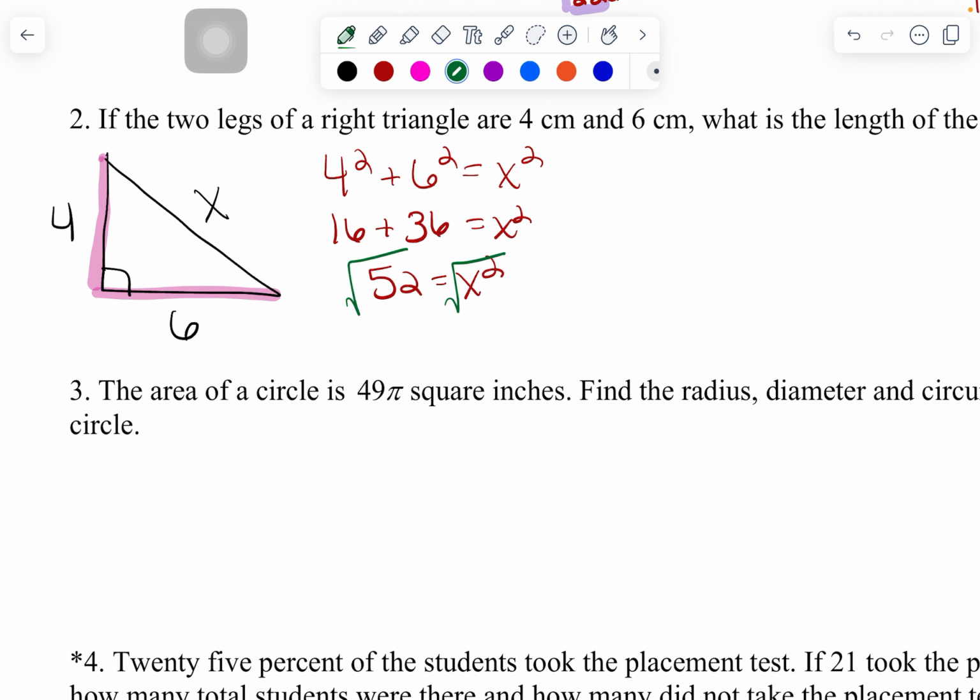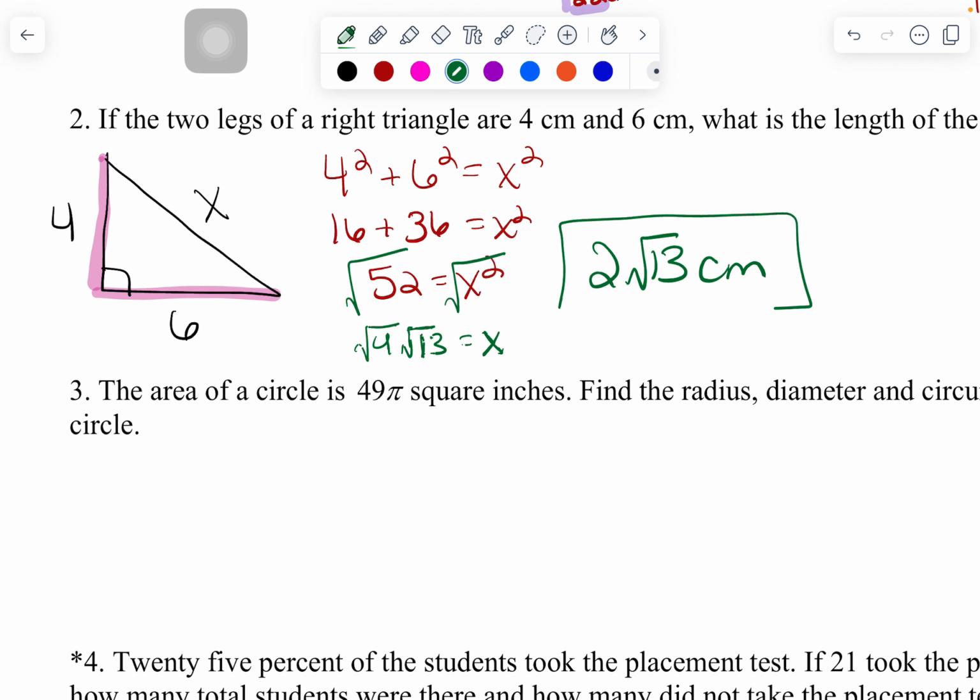When I do that, it depends on your kind of process here. I know that 52 is 4 times 13. I know that sounds like kind of a weird thing to know, but I do. And so when I do this, I know it's the square root of 4 times the square root of 13, and that's going to equal x. My little pencil's leaving gaps behind. So that's going to be 2 root 13, and our units are centimeters. So that is the length of the hypotenuse.